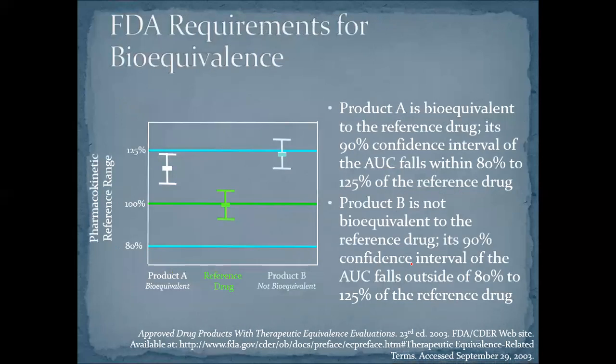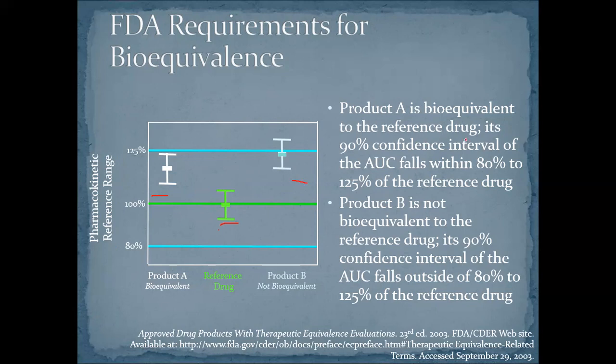Now, how do we interpret this? Let's look at this. There is a reference drug that is given as a green indicator. This is the reference drug. And we have two products, product A and product B. At one time, we say product A is equivalent, whereas product B is non-bioequivalent. So why do we say this?